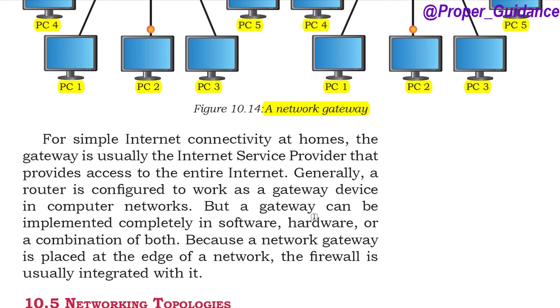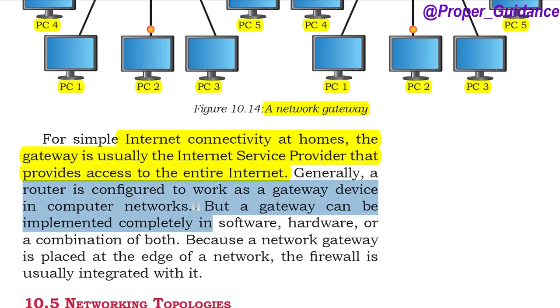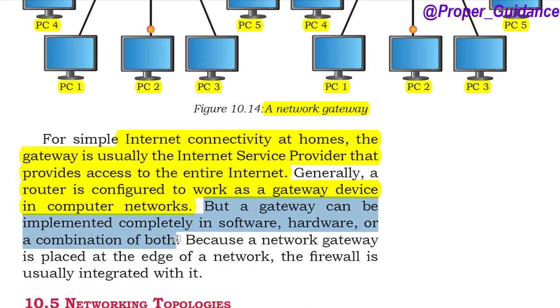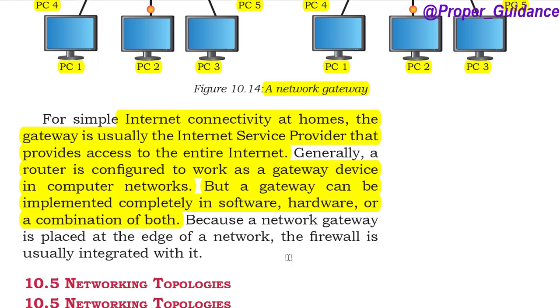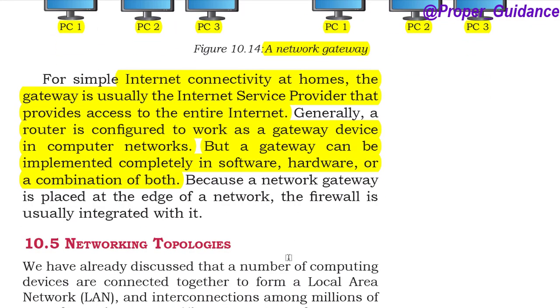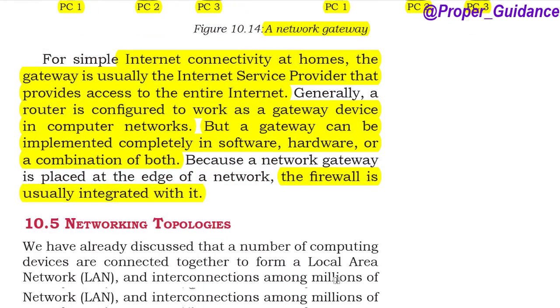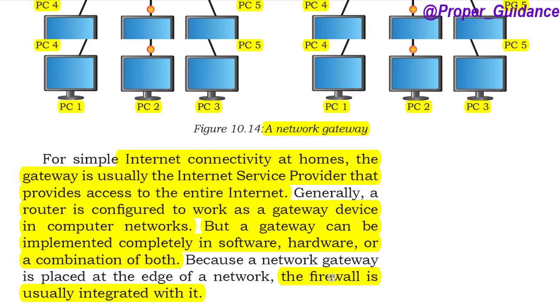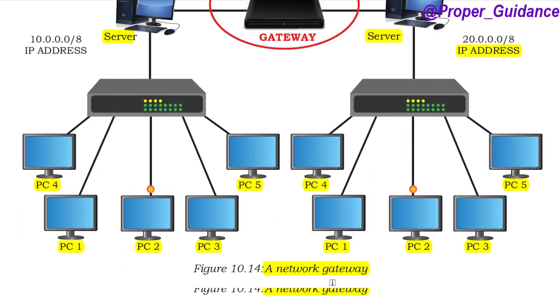node here. Okay. For simple internet connectivity at homes, the gateway is usually the internet service provider that provides access to the entire internet. Generally, a router is configured to work as a gateway device in computer networks, but a gateway can be implemented completely in software, hardware, or a combination of both. Because a network gateway is placed at the edge of a network, the firewall is usually integrated with it. Okay, so these are the very basic terms we have learned here.